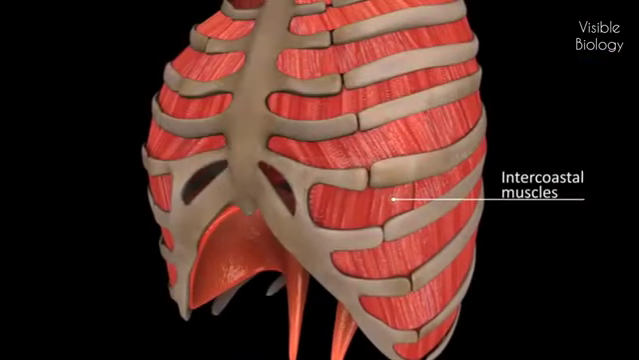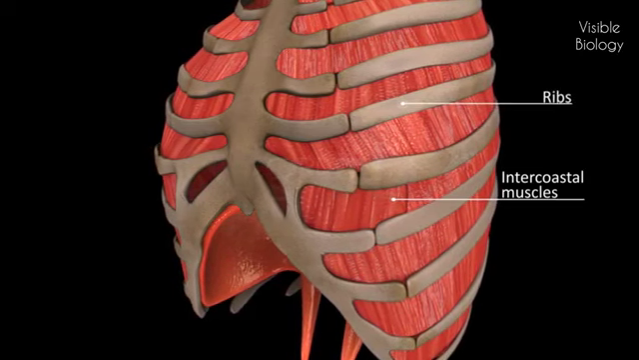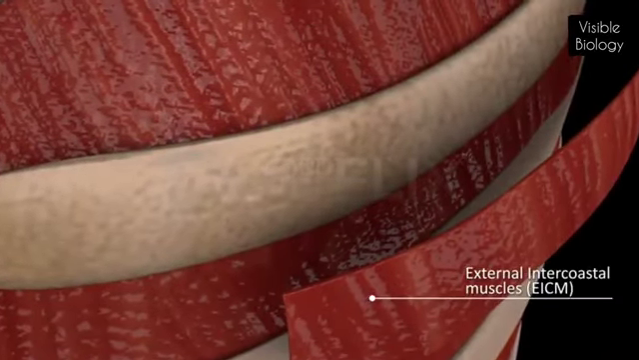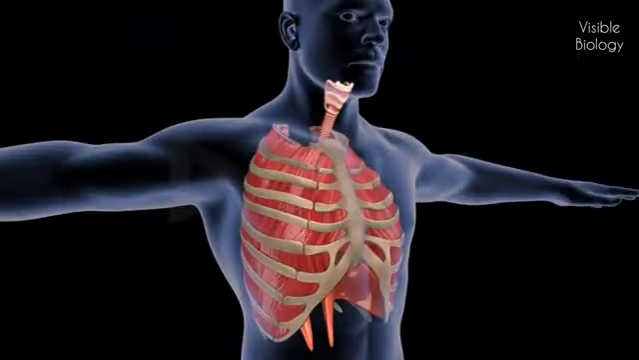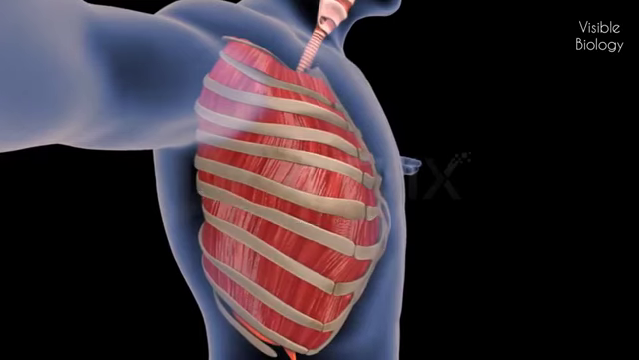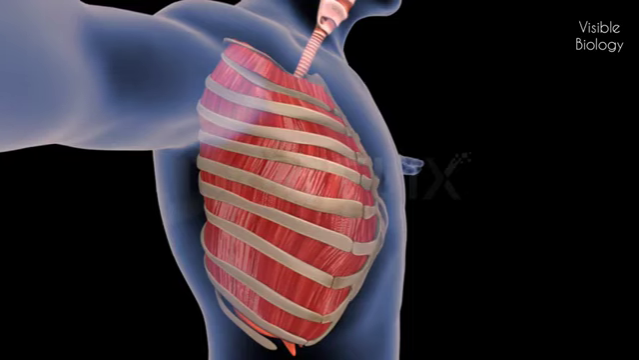The intercostal muscles are the muscles present between the successive ribs. These are of two types: external intercostal muscles, EICM, and internal intercostal muscles, IICM. By the contraction of the EICM, the sternum and ribs are raised upward and forward, thus increasing the size of the thoracic cavity. By the relaxation of the EICM, the sternum and ribs are moved downward and backward, thus decreasing the size of the thoracic cavity.